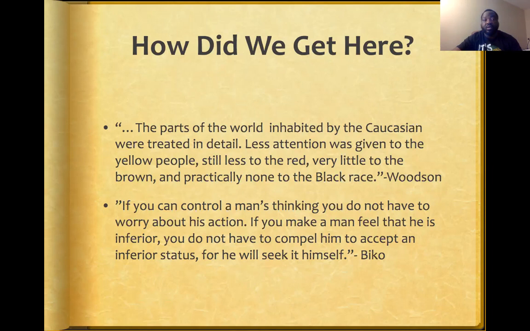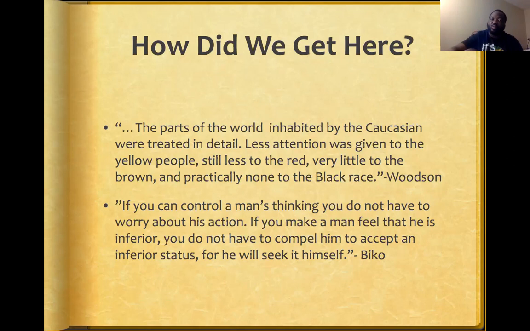And he says, the parts of the world inhabited by the Caucasian were treated in detail. That's in scholarship. Less attention was given to the yellow people, still less to the red, very little to the brown, and practically none to the Black race. So he's talking about the way in which academia developed the study of different people. And practically none was given to the Black race, which is why folks will end up saying all that ignorant stuff we spoke about earlier.